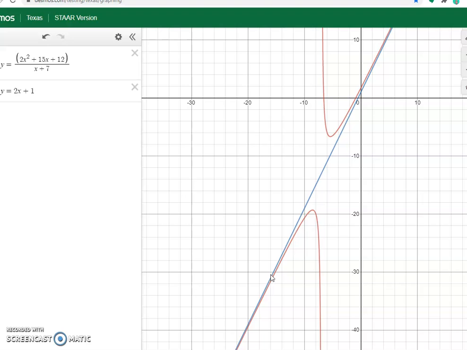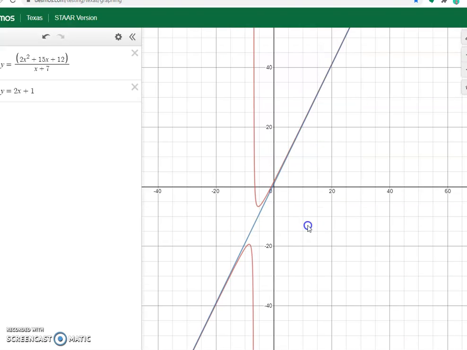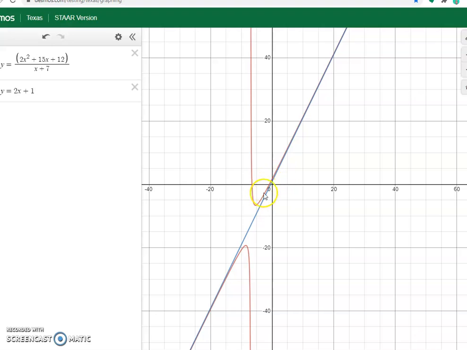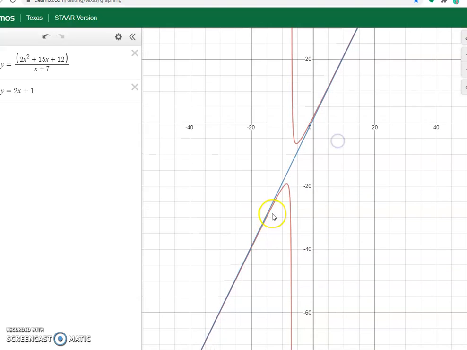Now let's talk about the behavior. Because your graph looks like this, as your x approaches infinity, which is moving to the right, your graph or your function approaches the line y equals 2x plus 1, which is your asymptote. And that is approaching it from the positive side. Let's take a look at this side. As your x approaches negative infinity, which is going to the left, your graph or your function approaches negative infinity.